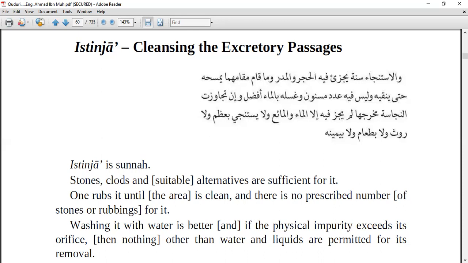And you can only use rocks and cloths and other alternatives if the thing coming out of your passages is normal. If it's out of the norm, for example, if someone bleeds, two things. First, stones and cloths can be used only on the excretory passages and if that thing is normal. If, for example, someone vomits or someone's bleeding, then just washing it off with a piece of rock or tissue won't work. You actually have to wash it. So that's the first thing that you need to remember.